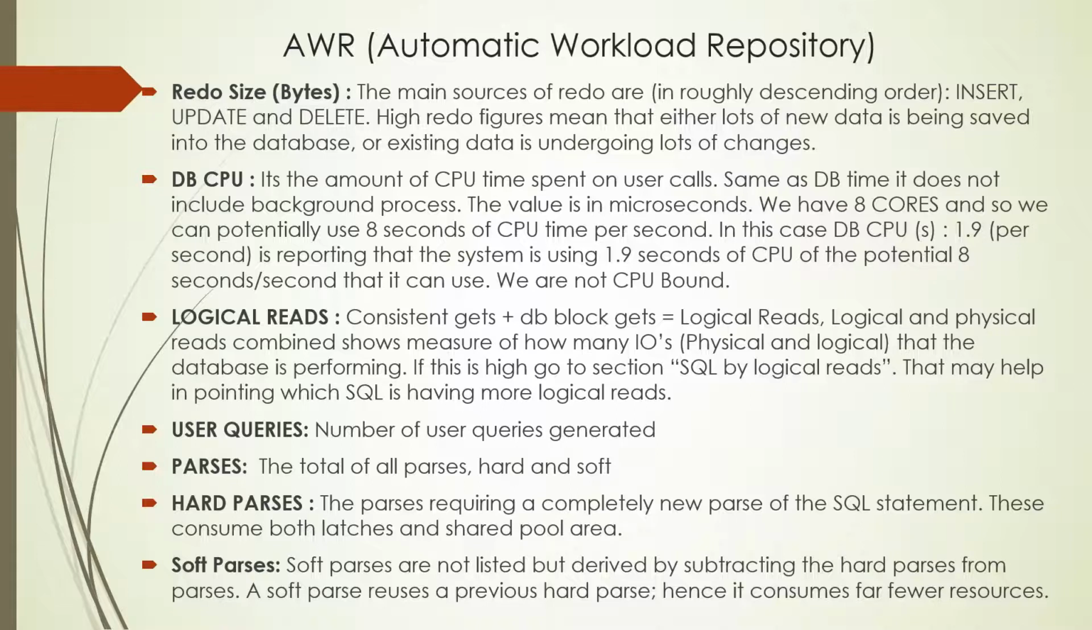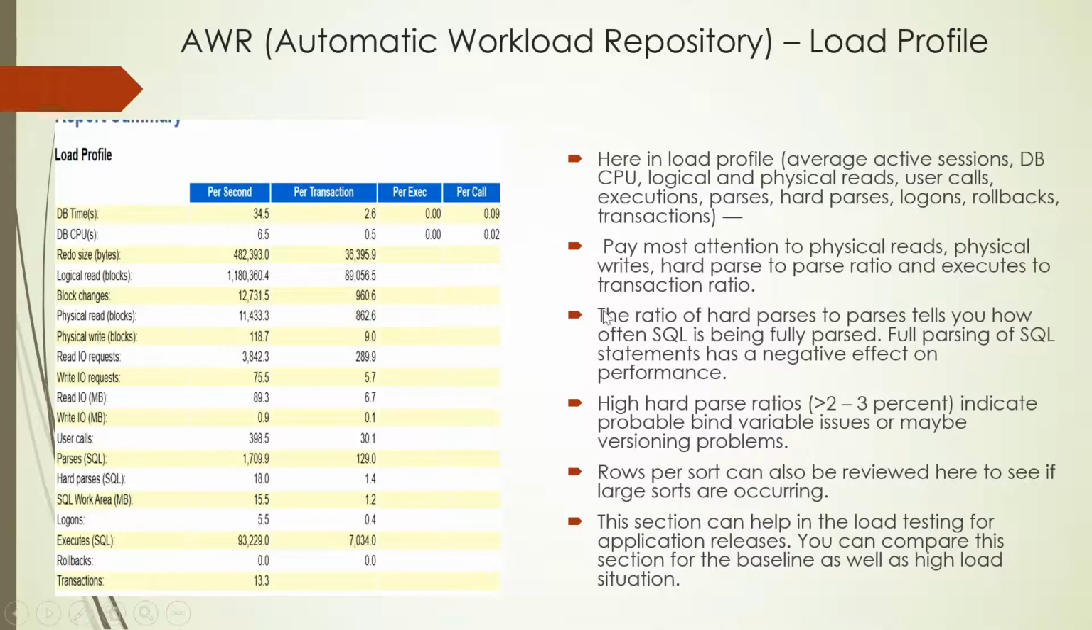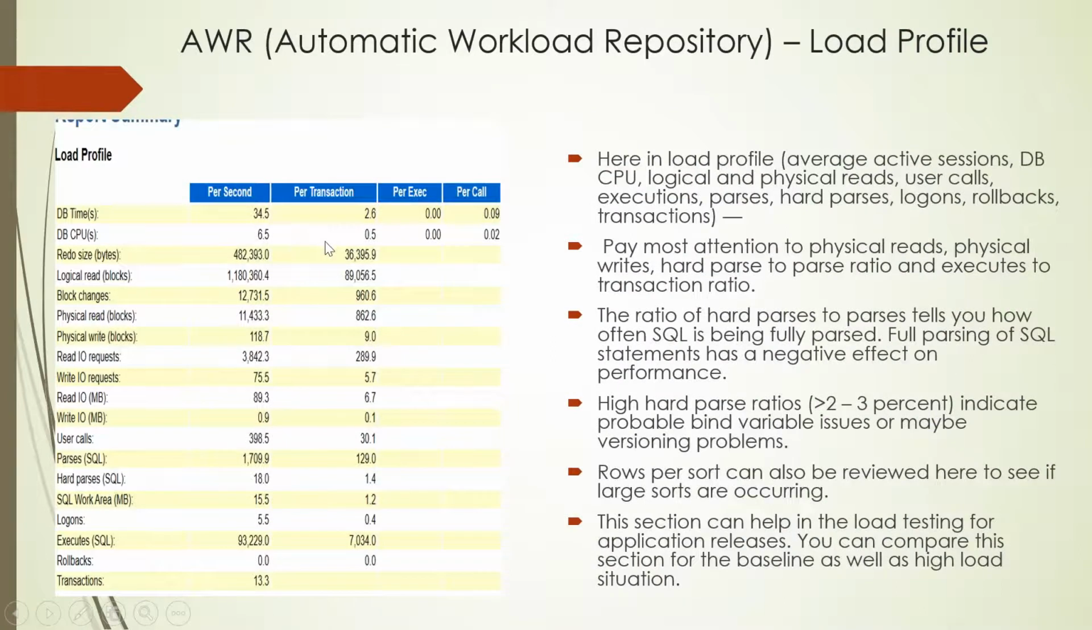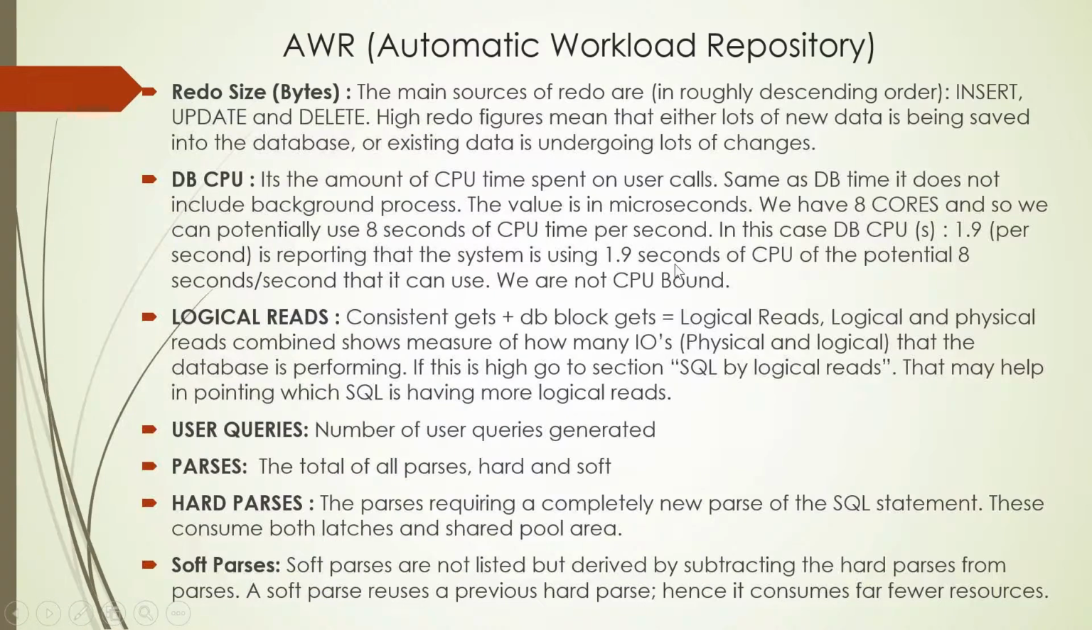So when this DB CPU per second is high, in this case it is 6.5, and we can see there are 22 cores, right? So it can go beyond that 6.5, but it is not CPU bound. From this DB CPU, you can calculate that. This 8 core figure is for the current system, the laptop I am using, so this data is for this current system. Once we generate the AWR with this available, we will be able to see this 1.9.